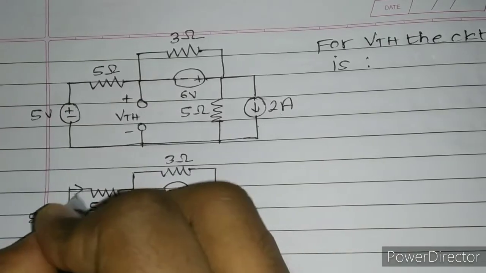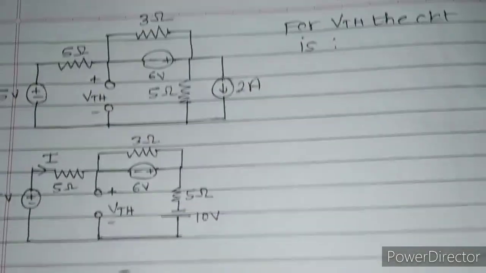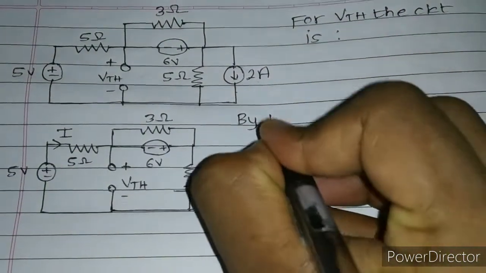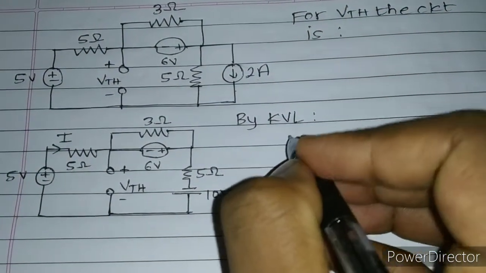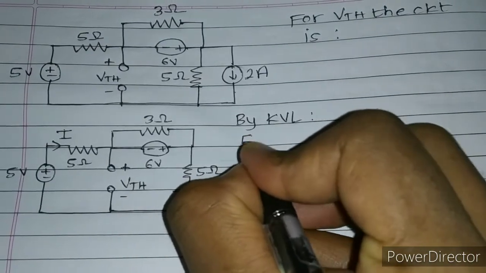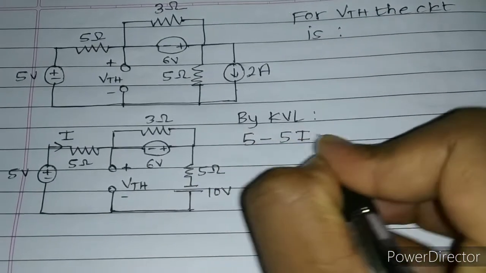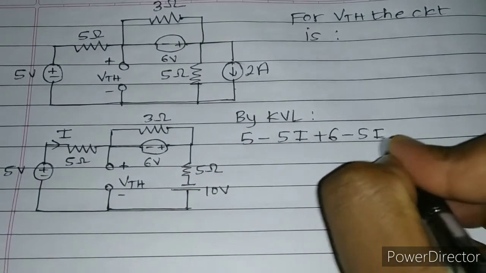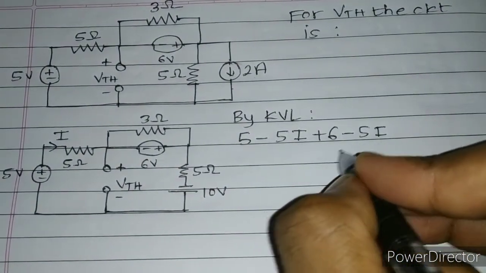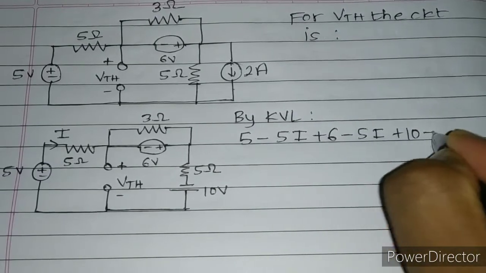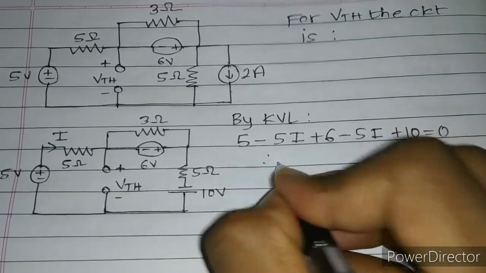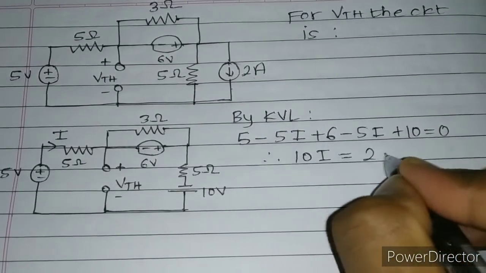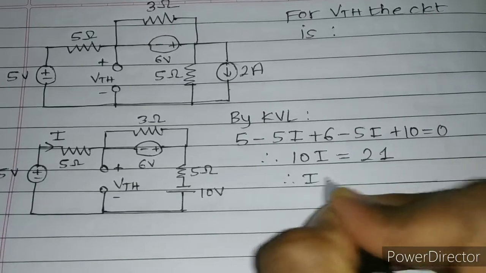Let current I flow through the loop. So now by applying KVL, 5 minus 5i plus 6 minus 5i plus 10 is equal to 0. Therefore 10i is equal to 21, and hence I is equal to 2.1 amperes.